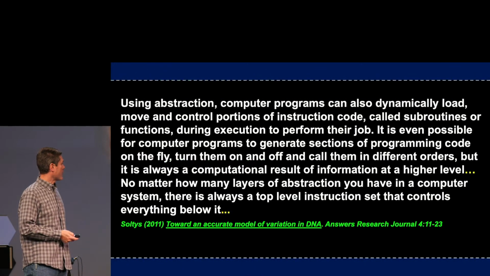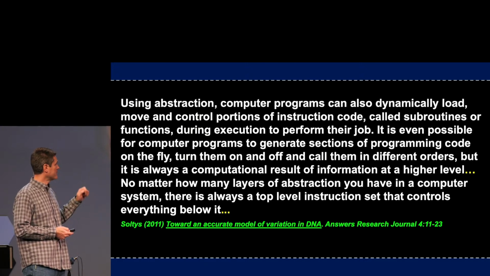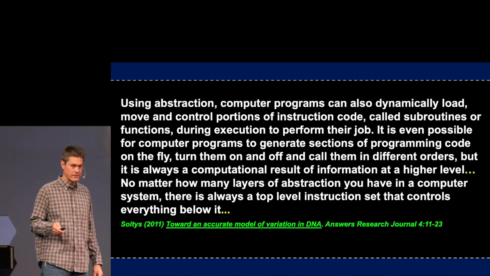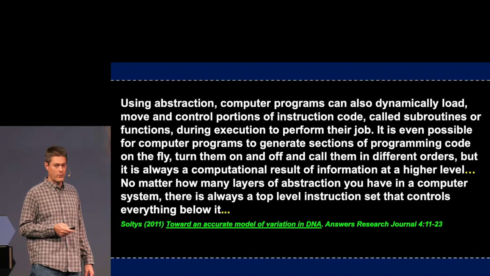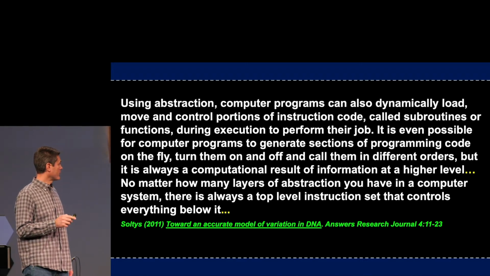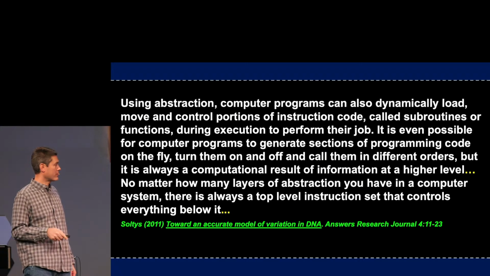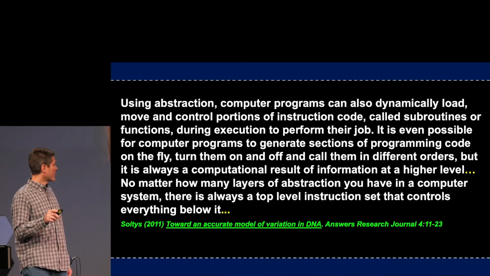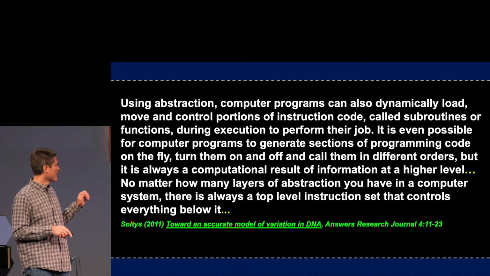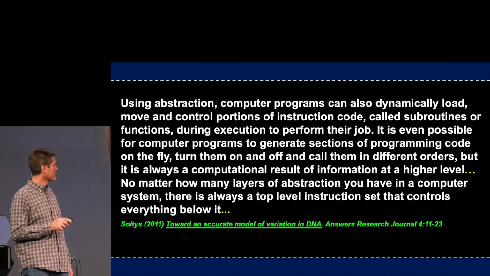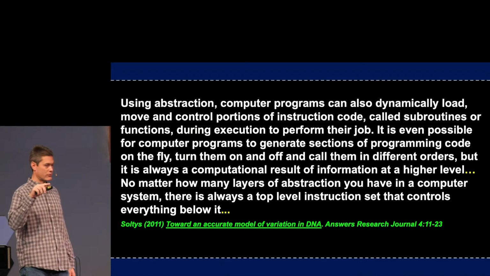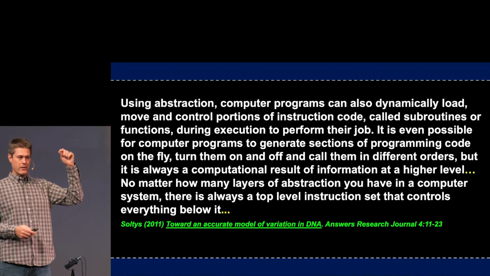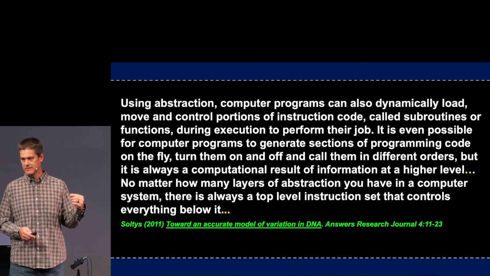He says, using abstraction, computer programs can also dynamically load, move, and control portions of instruction code called subroutines or functions during execution to perform their job. It is even possible for computer programs to generate sections of programming code on the fly, turn them on and off, and call them in different orders, but it is always a computational result of information at a higher level. No matter how many layers of abstraction you have in a computer system, there is always a top-level instruction set that controls everything below it. Why is that important? Because it explains both variation and stasis.